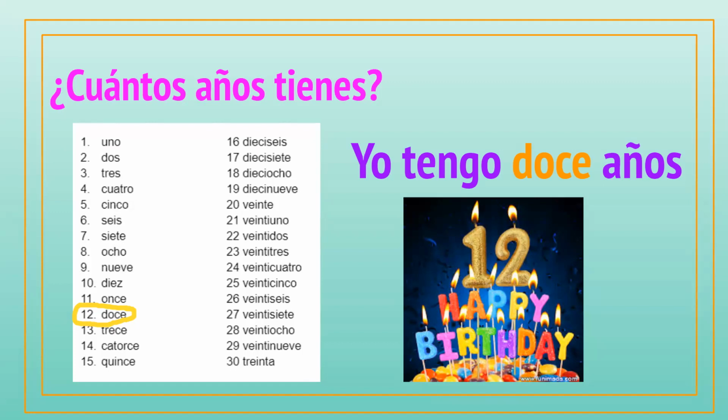And so if you just say yo tengo doce, that means I have 12. Well, they don't know you have 12 of what? You have $12, you have 12 cars, you have 12 brothers and sisters, but putting años at the end specifies that you are 12 years old. All right, let's do another example.